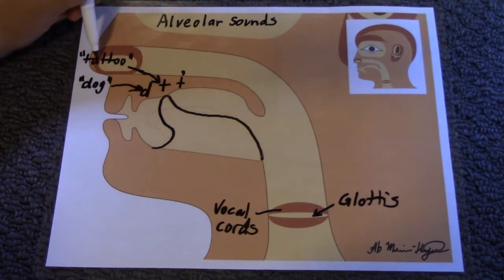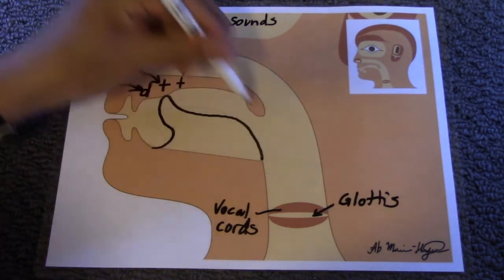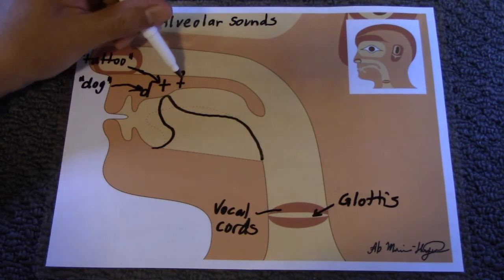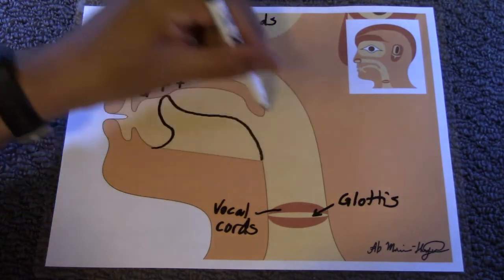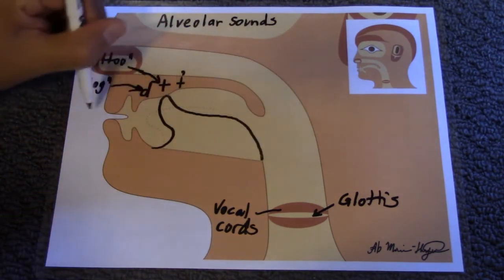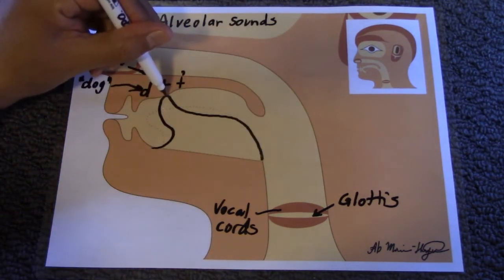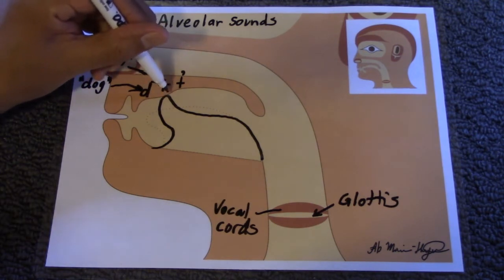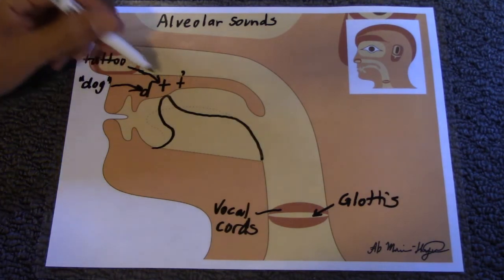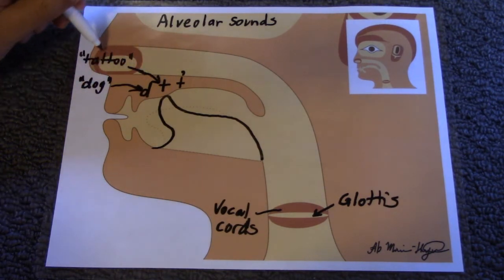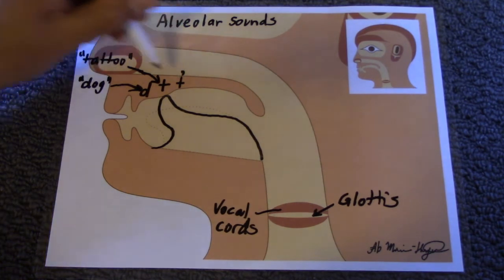So regular T just sounds like T. A glottalized T sounds like T. We're closing our vocal cords and then letting the sound out as we take the tip of our tongue away from our alveolar ridge. So it sounds like T. There's no English equivalent for it, but it's basically the T in tattoo with more force behind it.